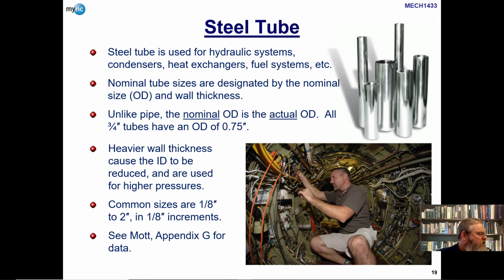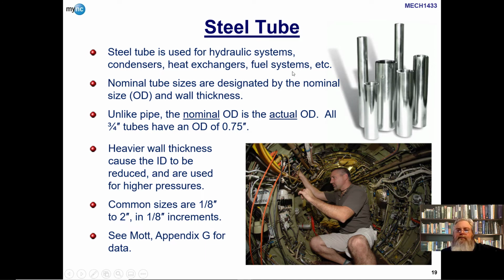Steel tubes are a little different. Steel tubes are mostly used for hydraulic systems and heat exchangers, fuel systems, kind of smaller flow systems. And they're also specified differently. We talked a little bit about this in the fluid power course as well. Unlike pipes, the nominal outside diameter is actual. So a 1 inch tube, unlike a 1 inch pipe, really is 1 inch on the outside, with, of course, a very small tolerance. A 1 inch tube is pretty bang on a 1 inch OD.